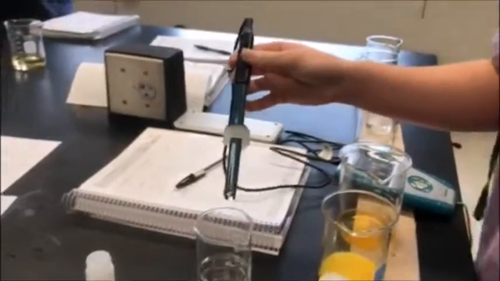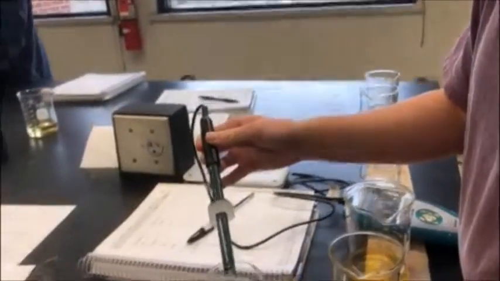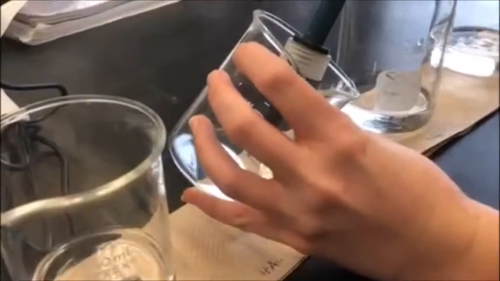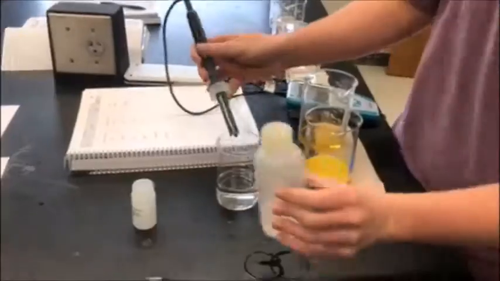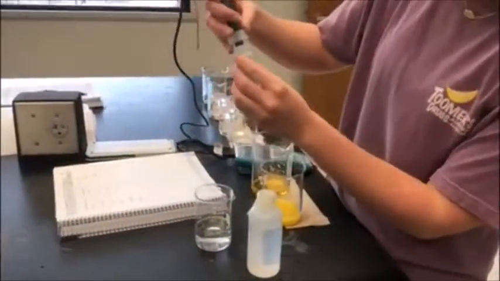In order to test the final solution, prep the pH meter by twisting off the cap and rinsing the orb with distilled water. Then fully submerge the orb into the solution, in this case acetic acid, and wait for the readout from the pH meter to stabilize. Once it has, record this value 2.32 into your lab notebook. Then rinse the meter with distilled water and store the meter until the next lab.